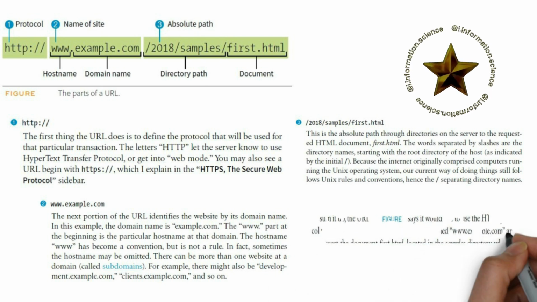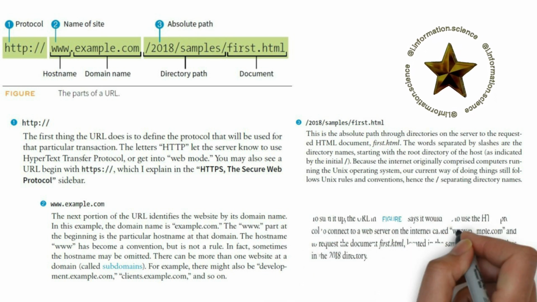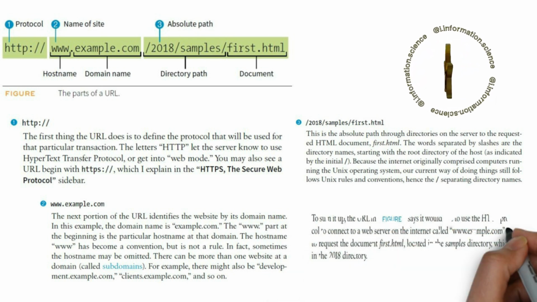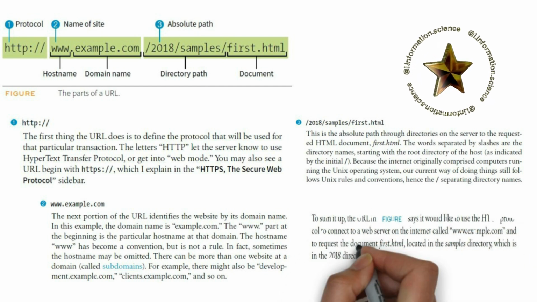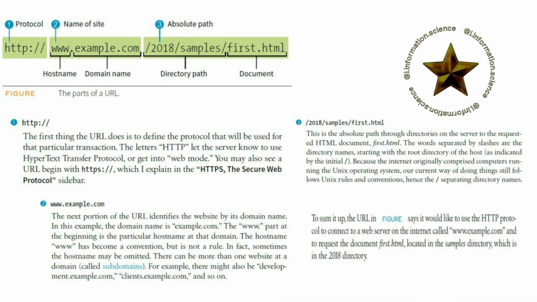To sum it up, the URL in the figure says it would like to use the HTTP protocol to connect to a web server on the Internet called www.example.com and to request the document first.html, located in the samples directory, which is in the 2018 directory.